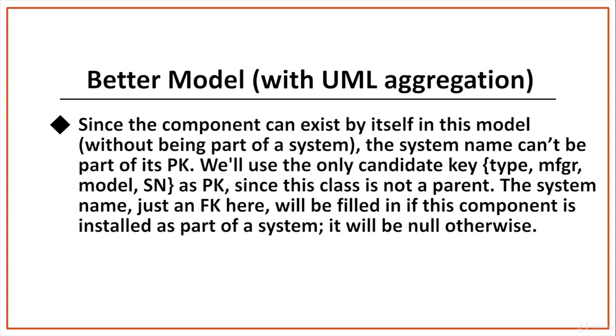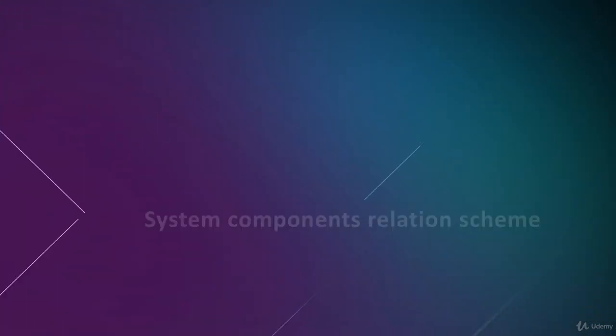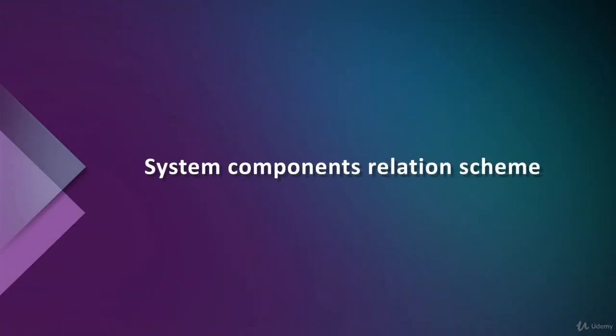Since the component can exist by itself in this model without being part of a system, the system name can't be part of its PK. We'll use the only candidate key, type, MFGR, model, SN, as PK, since this class is not a parent. The system name, just an FK here, will be filled in if this component is installed as part of a system. It will be null otherwise. Now let's talk about System Components Relation Scheme.